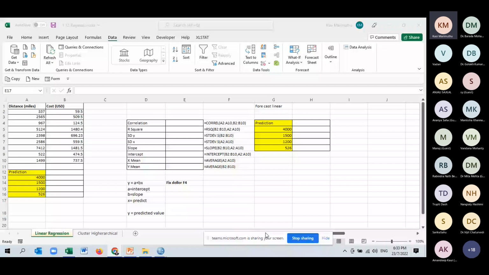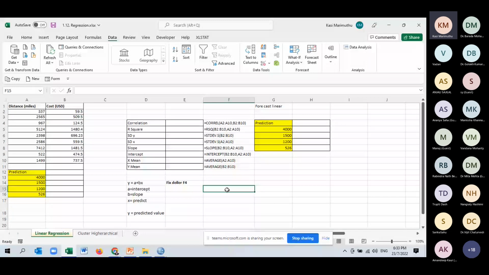Have you all opened it? Please open the file 1.12 regression in the folder. Dr. Barada shared the folder with you. Do you have it or not? Anyone please unmute and tell. Yes, sir. Okay, please open the file, ma'am.